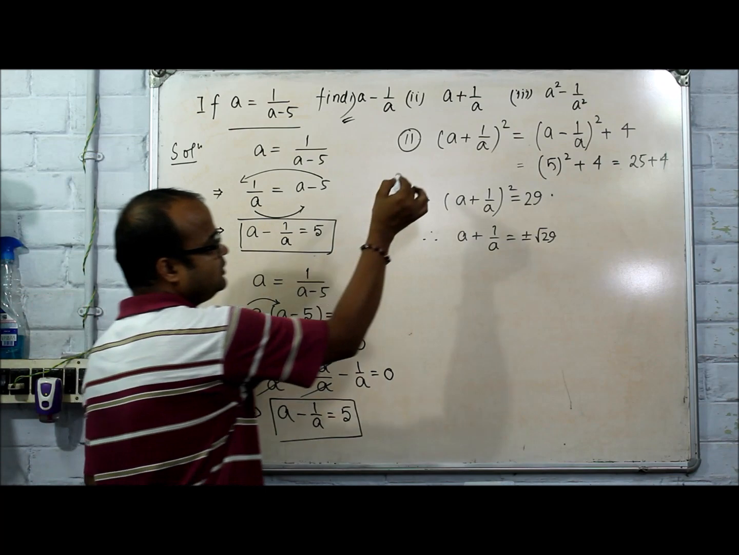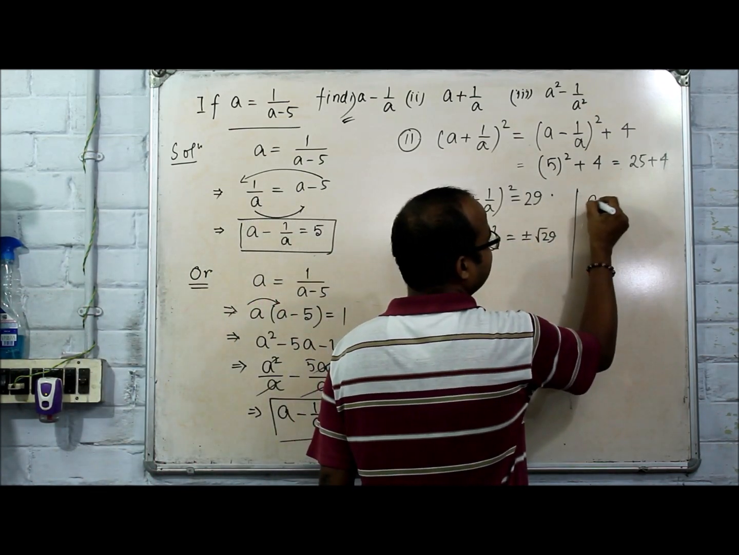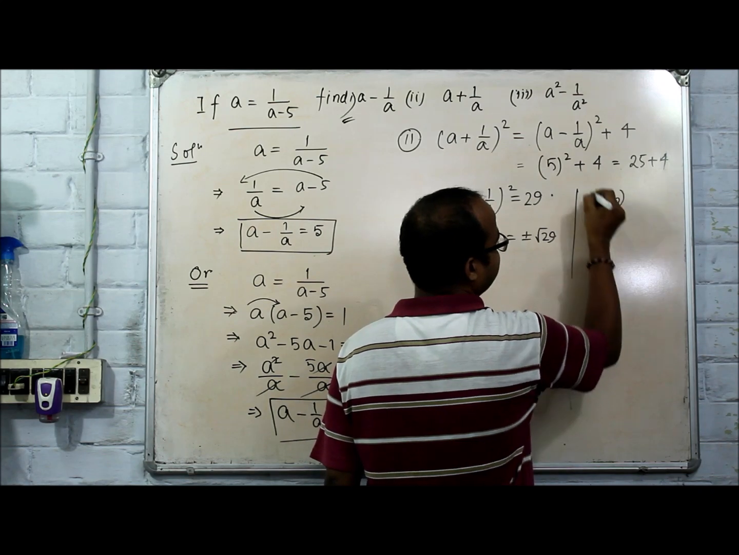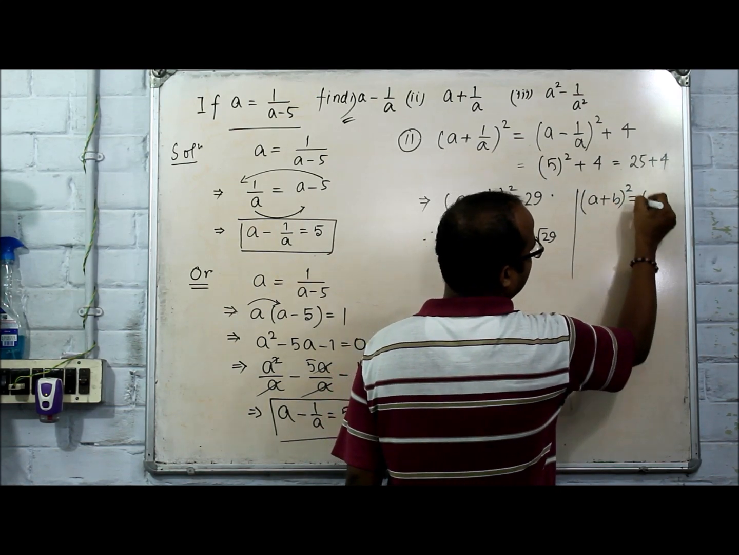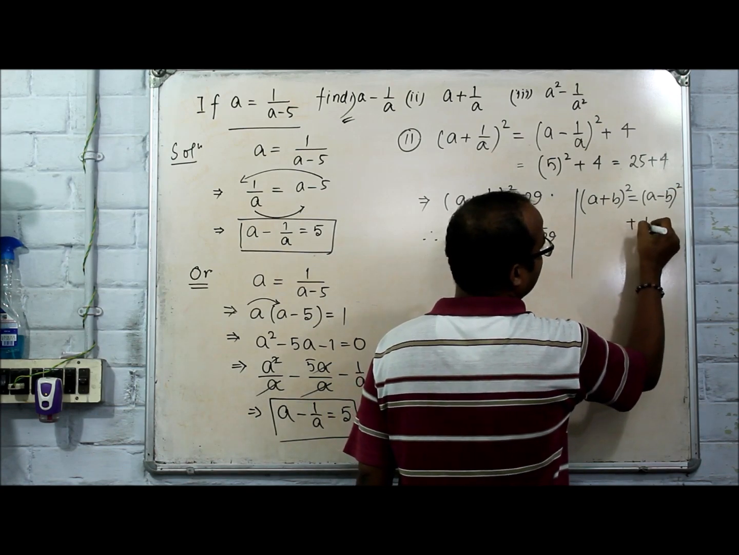If you have a problem here, again for your convenience, I am repeating this. I am using this formula: a plus b whole square is equal to a minus b whole square plus 4ab.